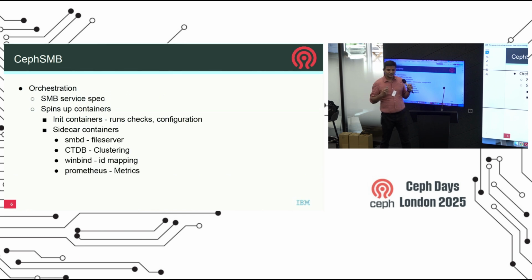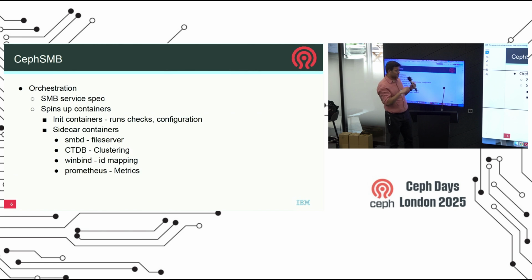So orchestration reads the SMB service spec and spins up the containers. These containers are split into two. The first one is the init containers. These containers essentially make sure that everything is in order, the resources are available, and then create the configuration required to start Samba, to start the other services required to export the file system.